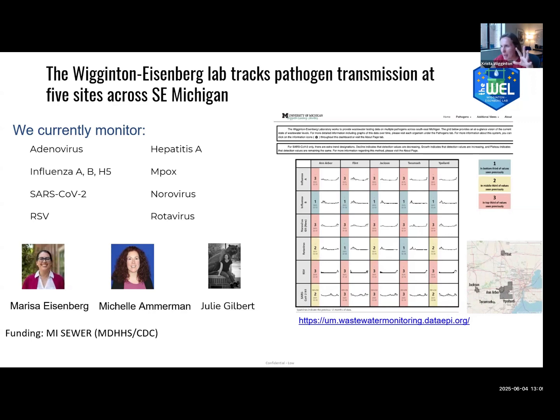So just a little bit about what our team does. We have been part of the Michigan Sewer Network, which is this decentralized approach to monitoring a number of wastewater treatment plants across the state. We look at 5 different wastewater treatment plants in Southeast Michigan. The map is down here on the right with our dashboard that we have. Here are the pathogens or the viruses that we look for.